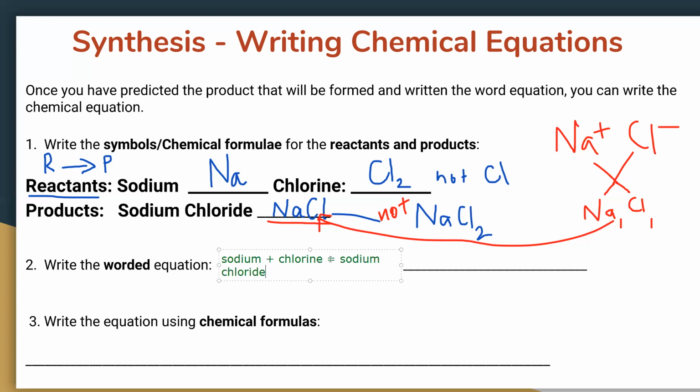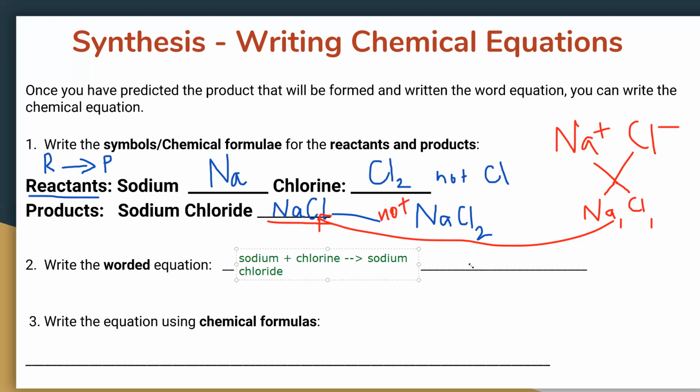Sorry, not equals to. Let me see if I have an arrow symbol there. Okay, that's not the arrow I wanted. Let's just do that again. Sodium plus chlorine, sorry, not equals to, I'll just make an arrow like this, okay? Sodium chloride. Okay, so that's the worded equation.